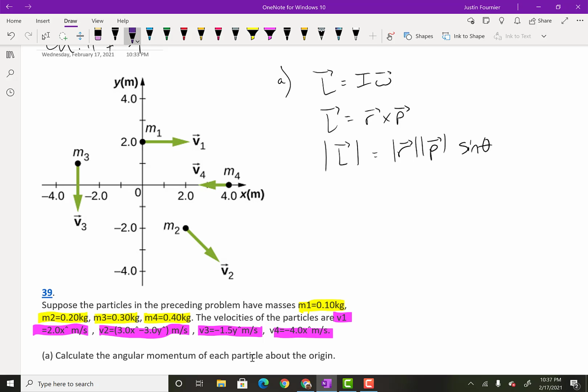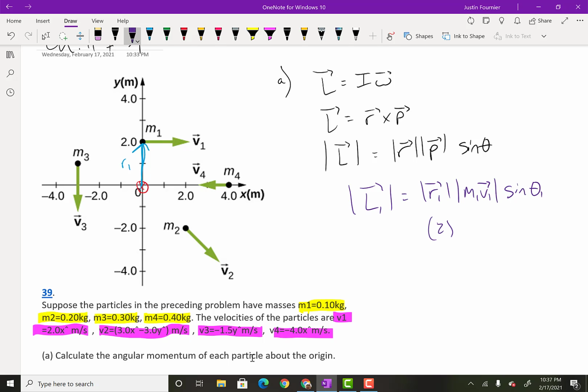So to do this, I'm going to do L1. Calculate the magnitude of L1. It's going to be equal to the magnitude of R1 times the momentum, which is M1 V1, and then times sine of theta 1. So let's look at that. Here's my axis of rotation right here in the center. R1 is a vector arrow that goes from the axis of rotation to where object M1 is. And R1, you can clearly tell, is equal to 2. So R1 is going to be 2.